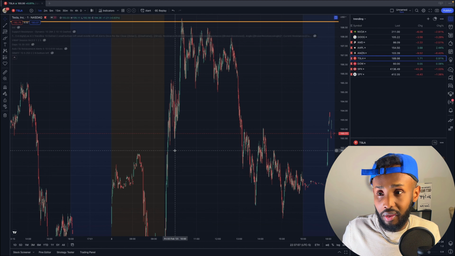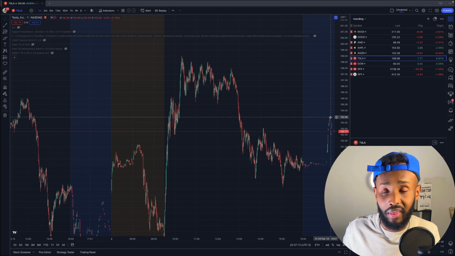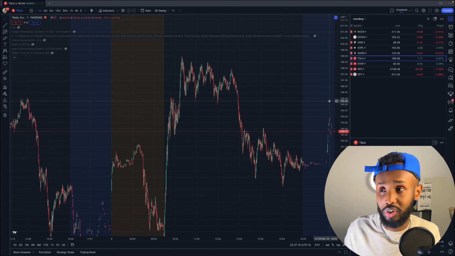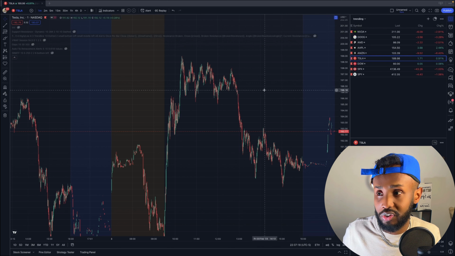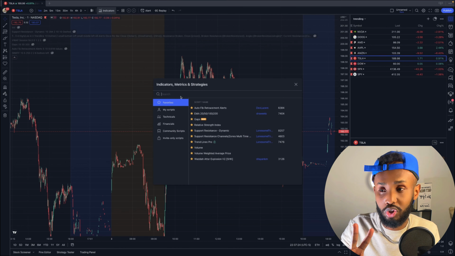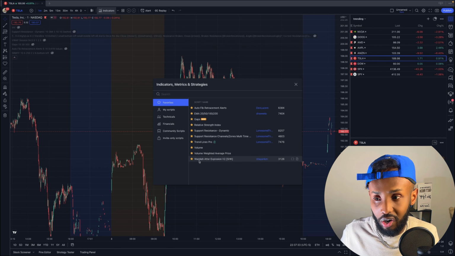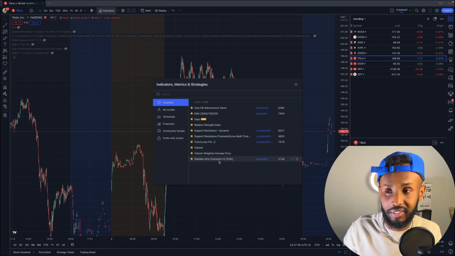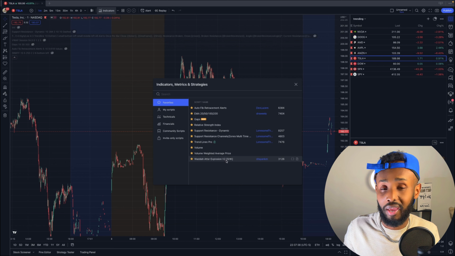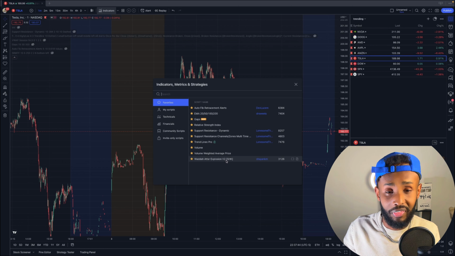So before we start, there are just a couple indicators that I would like you to add. For now, I'll have you add two indicators to your charts. The first one is going to be this one right here. It says Wada Attar Explosion, and I'll explain. It's nothing complicated. It's just a volume indicator, just a little bit more advanced than the regular volume indicator, but this one is going to be the one that you need, not the regular volume indicators.